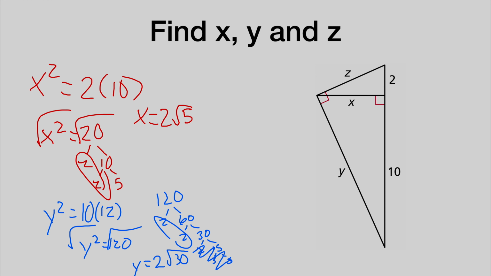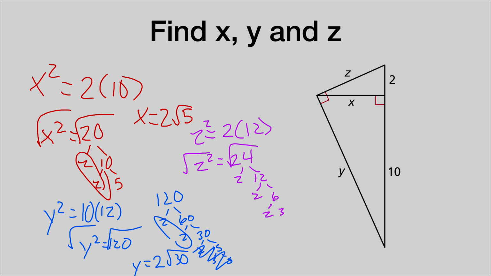Finally, we have z. Z is equal to 2 times 12. So z squared equals 24. We're going to square root it. That's, as we just established, 2 times 12, which is 2 times 6, which is 2 times 3. We have one pair. This part doesn't matter. 2 square roots of 6 is z. And there we go. So that is how we would solve all of this and find x, y, and z.